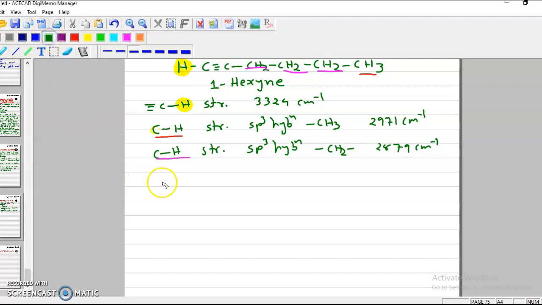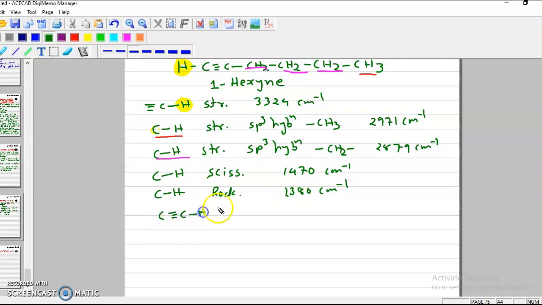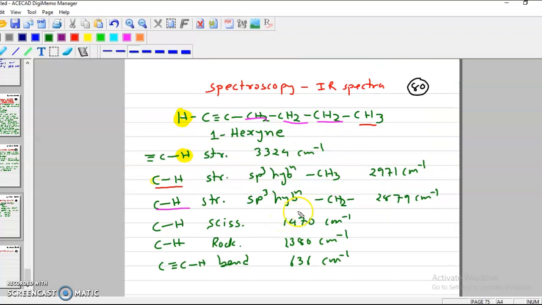Then we have CH bending, which is scissoring in fact, at 1470 centimeter inverse. Then CH bending, which is rocking deformation, at 1380 centimeter inverse. And C triple bond CH bending at 636 centimeter inverse. Okay, so this way we will get certain bands of 1-hexyne.